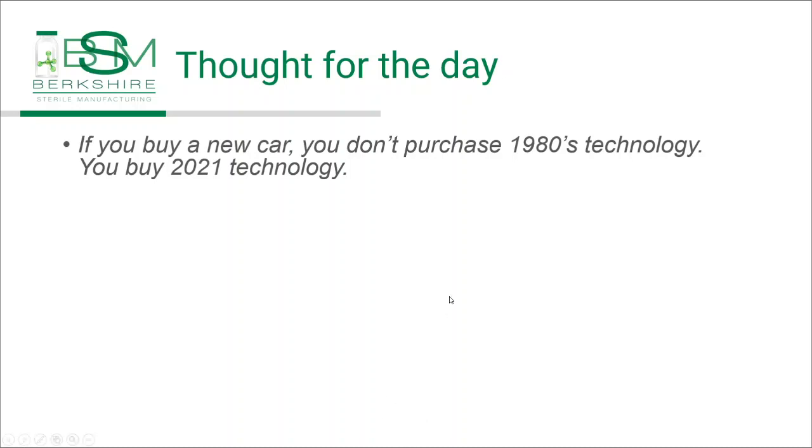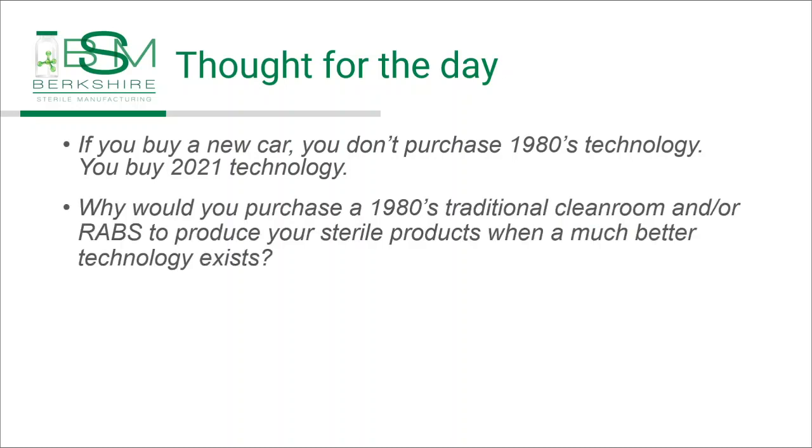When I was in Germany and Italy in early 2020, just before COVID hit, I was evaluating different isolator suppliers and looking at various technologies. I toured a lot of them, and there was a lot of isolator production going on on the manufacturing floor, but there were almost just as many RABS systems being produced for standard clean room systems for aseptic processing. So if you wouldn't purchase a 1980s traditional clean room or RABS to produce your sterile product, why would you when a much better technology exists today?